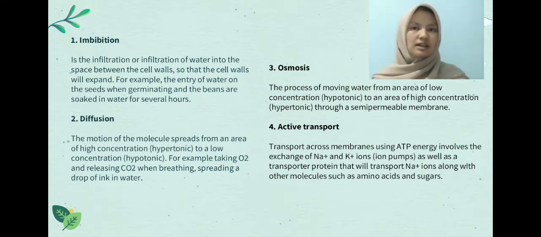Fourth, active transport. Transport across membranes using ATP energy involves the exchange of sodium and potassium ions, as well as a transporter protein that will transport sodium ions along with other molecules such as amino acids and sugars. Therefore, it can be concluded that the mechanism of the absorption of liquid by plants includes four processes: imbibition, diffusion, osmosis, and active transport.